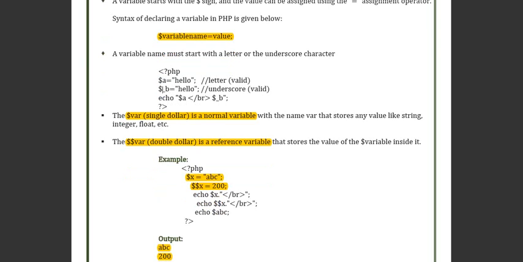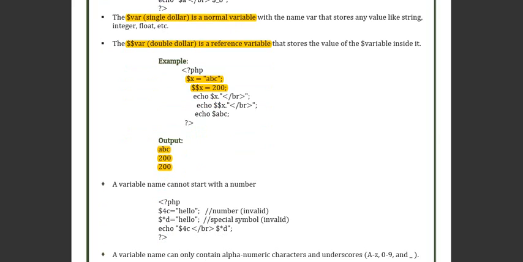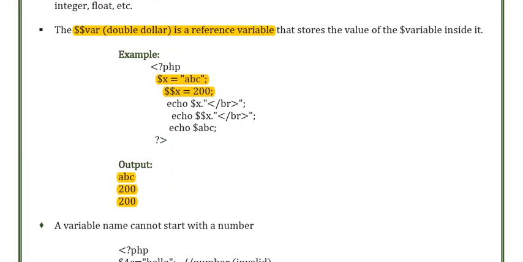You can also use underscore. This example is very important from an exam point of view. Here the variable for single dollar and the double dollar. Single dollar is the normal value, but the double dollar refers to the value. That means in this section you can see that in the single dollar section you have ABC, and in the double dollar section you have 200. Now echo $x means it prints the ABC.